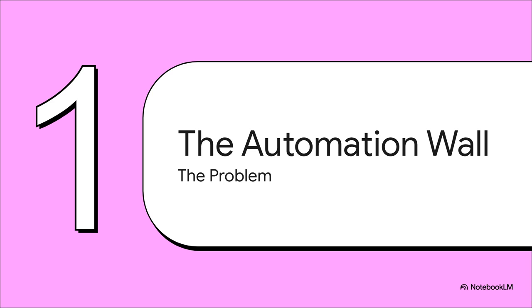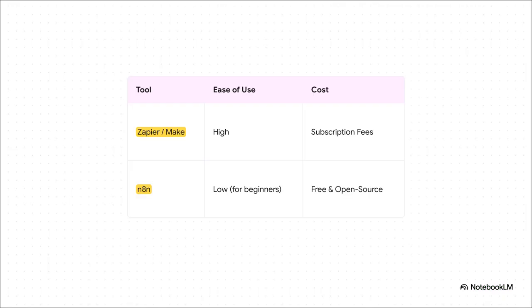Okay, so to really get this breakthrough, we have to talk about the problem first. It's what I like to call the automation wall. That frustrating barrier you hit between having a great idea and actually getting a working automation. So when you're trying to get past this wall, you're basically stuck with two choices. On one side, you've got tools like Zapier and Make. They're super user-friendly, for sure, but that ease of use comes with subscription fees that can really add up.